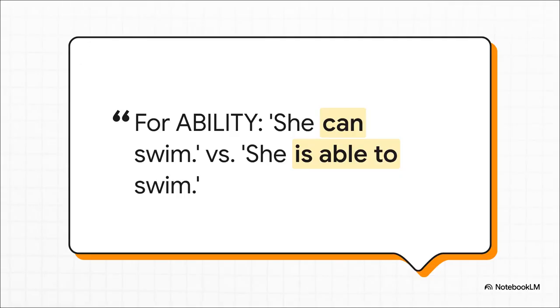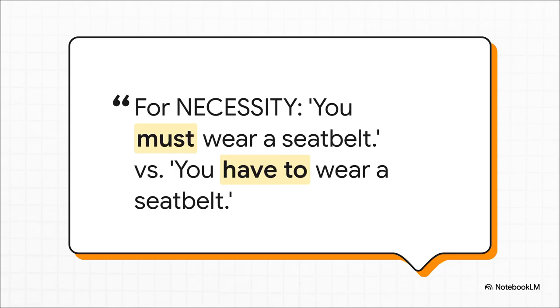Let's look at a few examples head to head. For ability, both of these are perfectly fine. "She can swim" is quick, it's direct. "She is able to swim" might be used when you want to emphasize that capability, especially if it was a struggle. Like, after months of lessons, she is finally able to swim. See the difference? Okay, now necessity. This one's a biggie. "You must wear a seatbelt" is exactly what you'd read on a sign or in a legal document. But you are far more likely to hear your friend lean over and say, "Hey, you have to wear a seatbelt." Have to is pretty much the default for necessity in conversation.